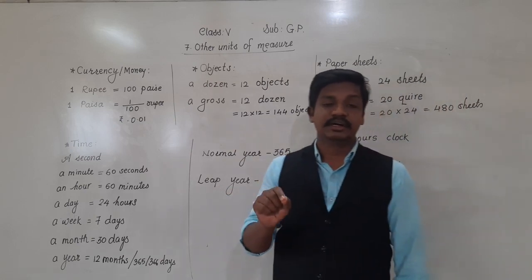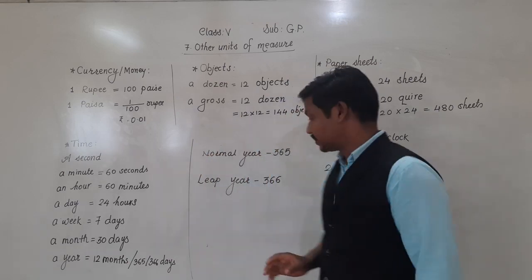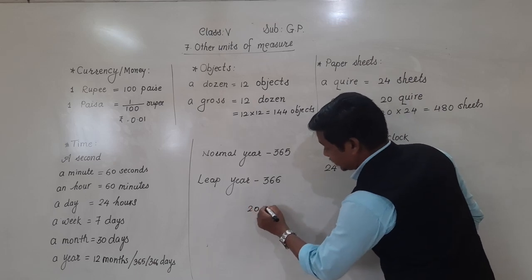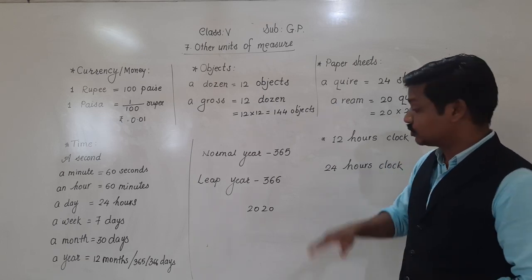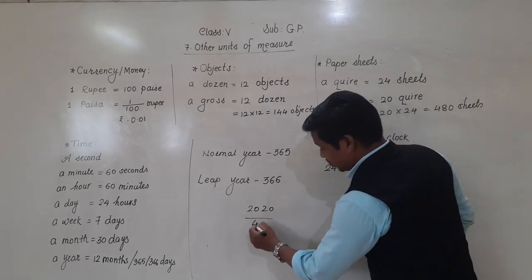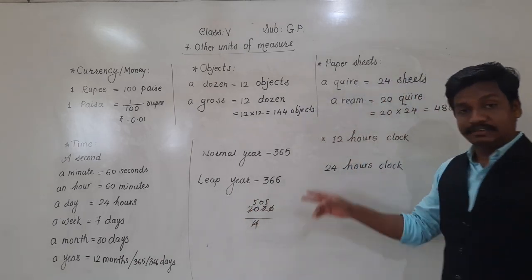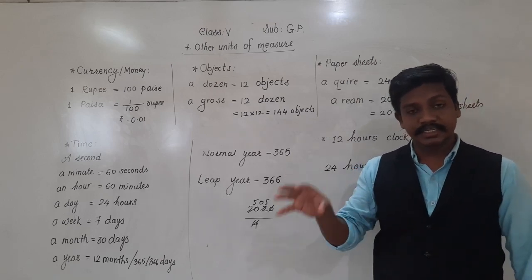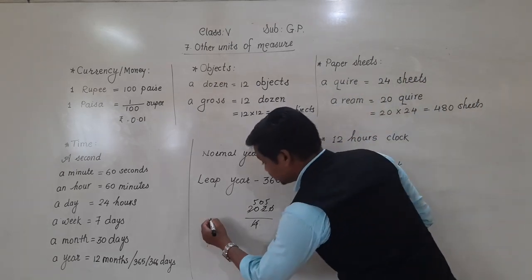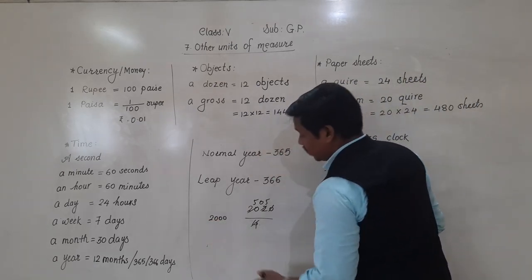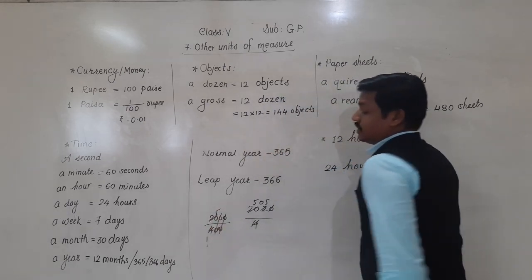And generally, how do we identify whether a year is a leap year or not? It is divisible by 4. For example, 2020. Now 2021 is going on, right? So last year 2020 was a leap year because it is divisible by 4. 4 5s are 20, 4 0s are 0. So it is divisible by 4. A leap year is divisible by 4. Or if it is a century year, like 2000, then it must be divisible by 400.